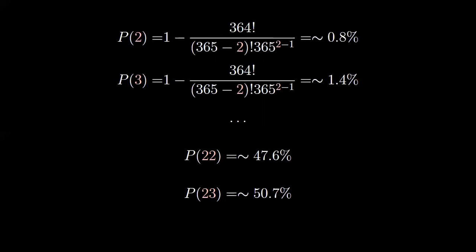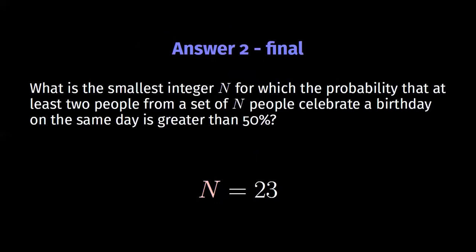So yes, we made it. In a group of 23 people, it is more likely that at least 2 people are sharing a birthday than the opposite. That means that nobody is sharing a birthday. You should try it with your colleagues, your friends, your students, your schoolmates.